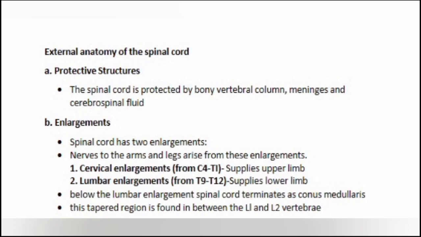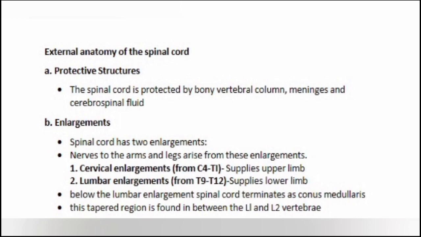Next are the enlargements. Enlargements consist of mainly 2 things: the cervical enlargement and the lumbar enlargement. Cervical is 7 and lumbar is 5. Just remember, cervical is 7 and lumbar is 5. So they carry nerve impulses, and segments are also present.